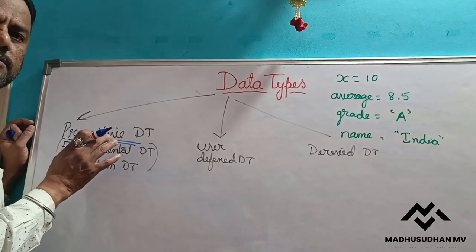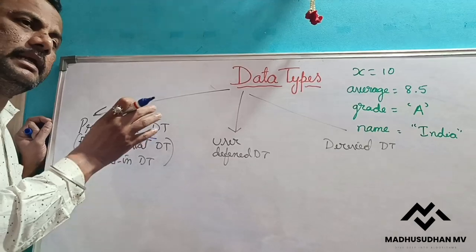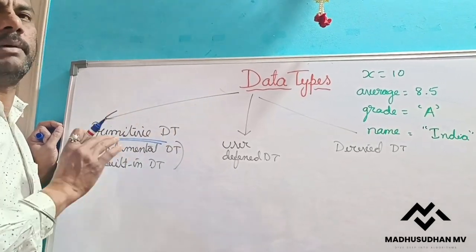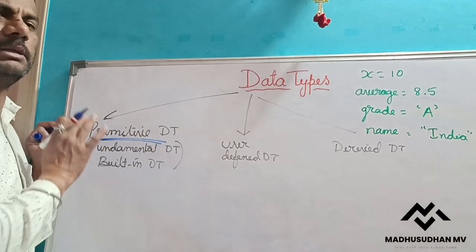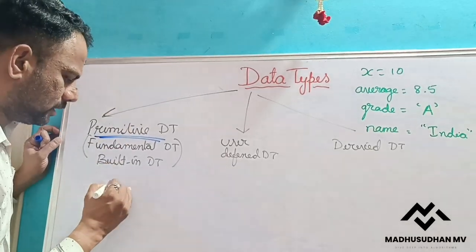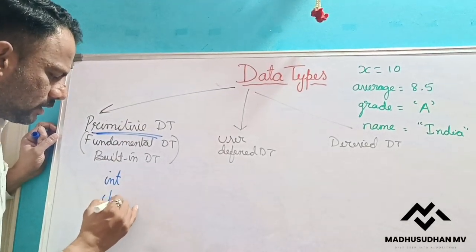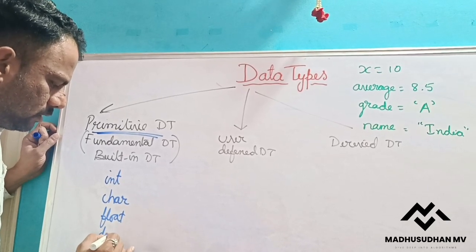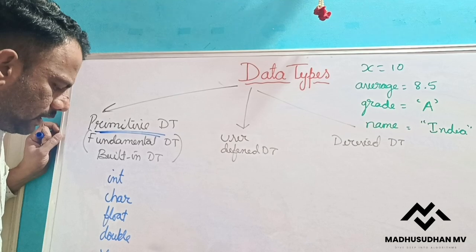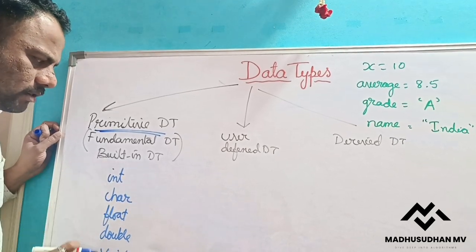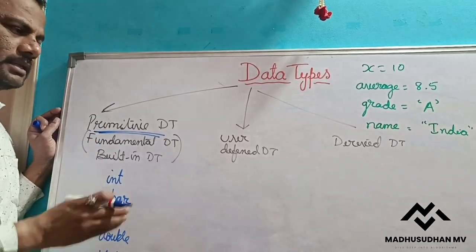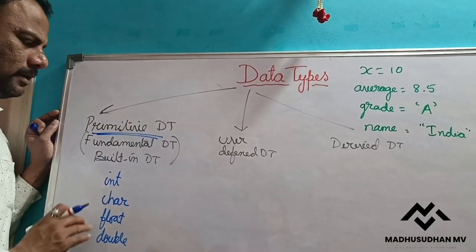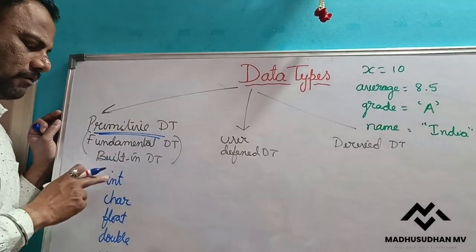See, primitive data types are the data types which can be directly understood, directly recognized, or directly interpreted by the compiler. That means the compiler knows them. So which are the primitive data types? int, char, float, double, and finally void. So these are the 5 primitive data types that the compiler can identify or recognize directly. Later we will come to them one by one.